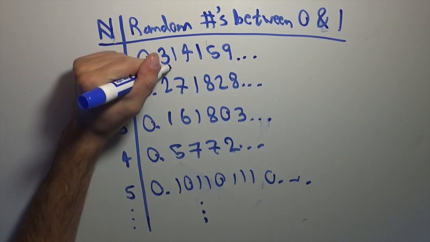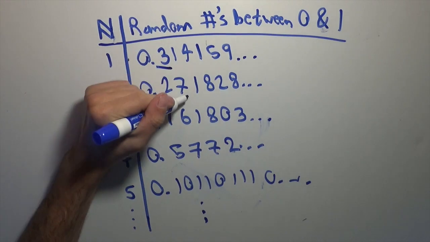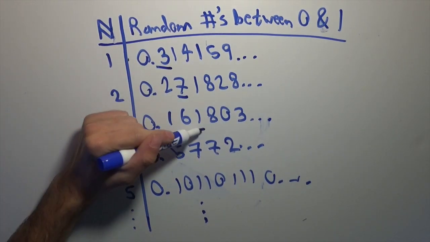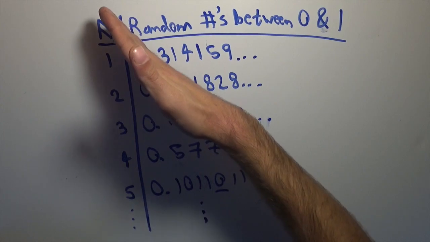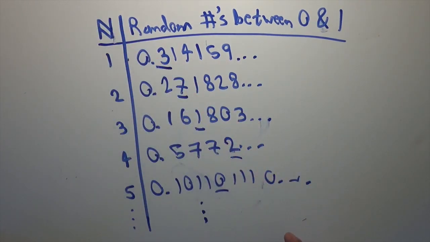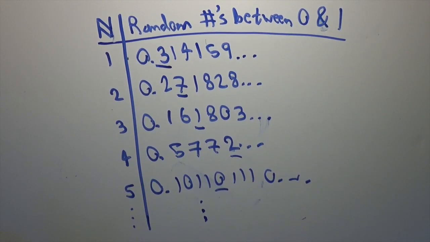So let's consider the first digit of the first number, the second digit of the second number, the third digit of the third number, the fourth digit of the fourth number, the fifth digit of the fifth number. Of course, had I drawn this perfectly with all of the digits the same size, that would just appear as a diagonal of digits down the center. That's why it's called the diagonalization argument. But I didn't draw it perfectly well, so I apologize for that. But essentially, we are taking the nth digit of the nth number on the list.